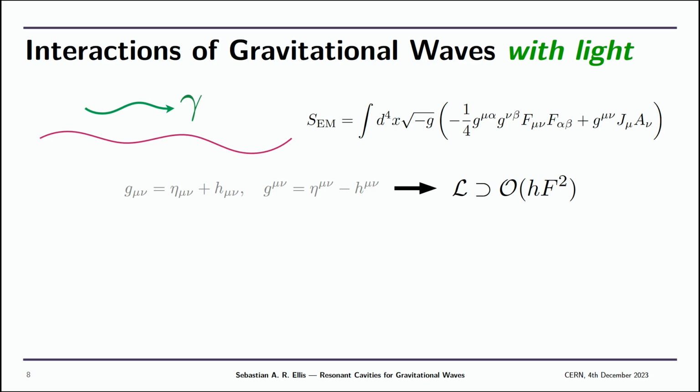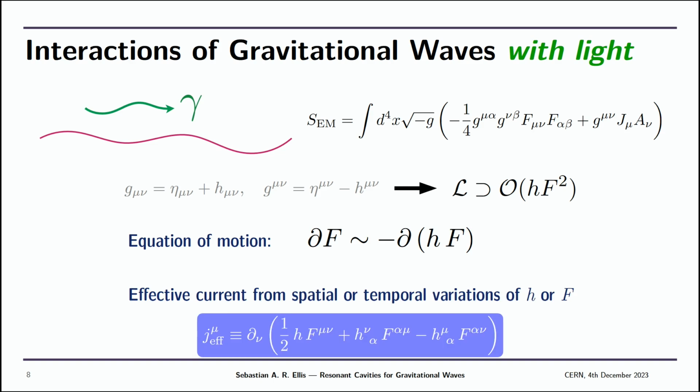So for those of you in the room who, no doubt, are many familiar with axion physics, you're starting to think, okay, I know this game. So at the level of the equations of motion, you can write down what happens to dF, and you find that it goes like minus d of h times F. In a little bit more detail, you can write this as having an effective current, where the gravitational wave, which has either spatial or temporal variations of h or of F, acts as an effective current that, in the presence of another field, some background field, so F is non-zero, will lead to a new field being produced in some region of space, and in this case, a resonant cavity.